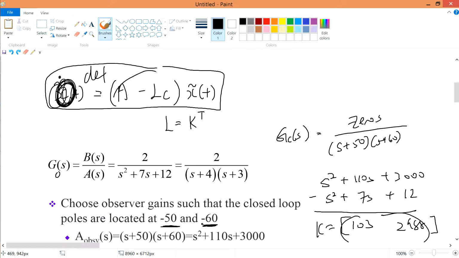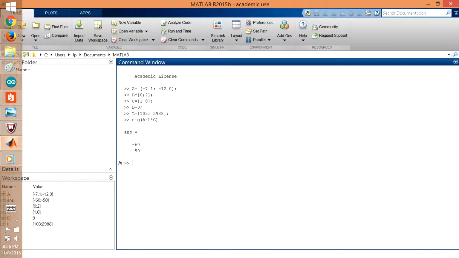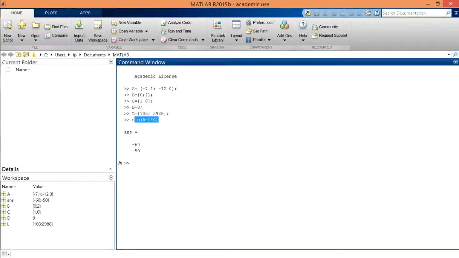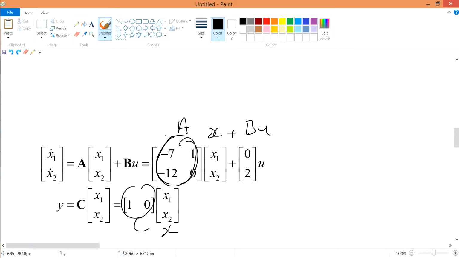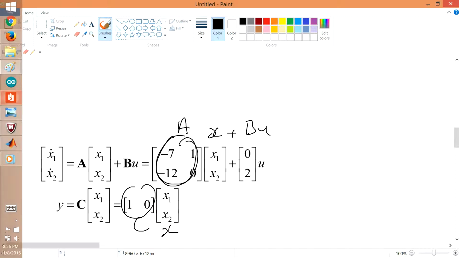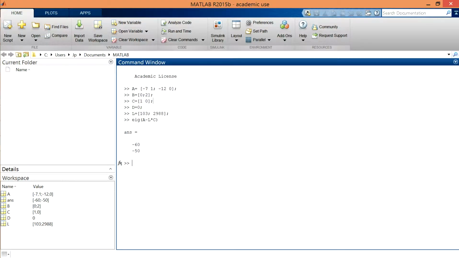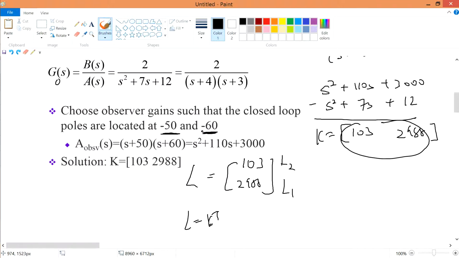If I go to MATLAB, because I'm lazy to calculate, the eigenvalues of A minus LC are minus 60 and minus 50, where my A is the matrix minus 7, 1, minus 12, 0, and my C is 1, 0, as you can see. So if you multiply and find the eigenvalues, you will get minus 60 and minus 50, which are the poles that we initially wanted. Ta-da! This is the easier way to solve things.